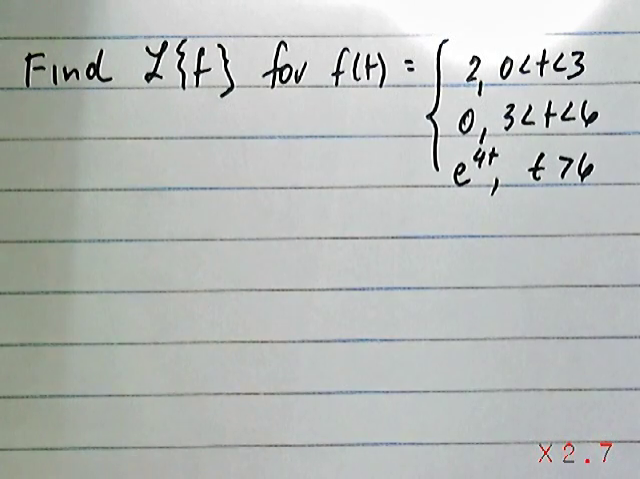Here's another example of how to compute a Laplace transform for a multipart function. I'm going to do this one that has no 5's in it so that we can see the Laplace transform as a function of s without any confusion with any number 5's.